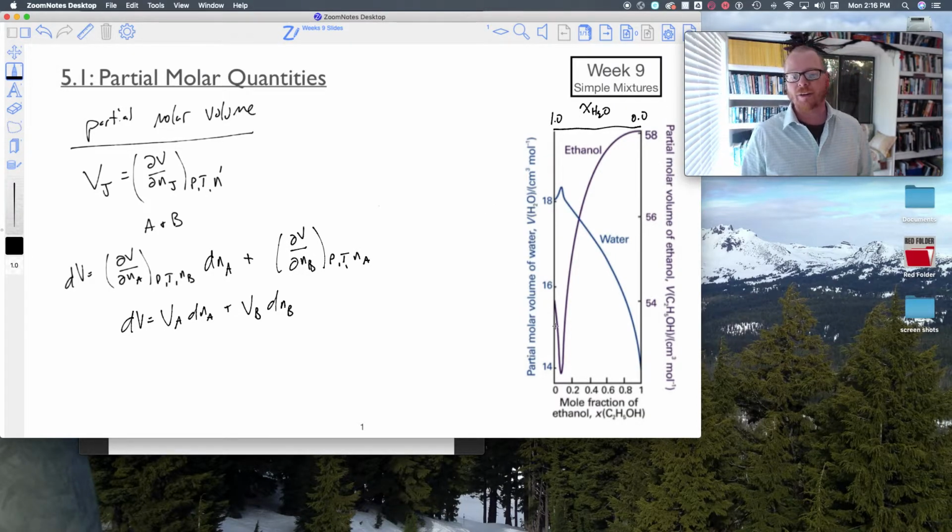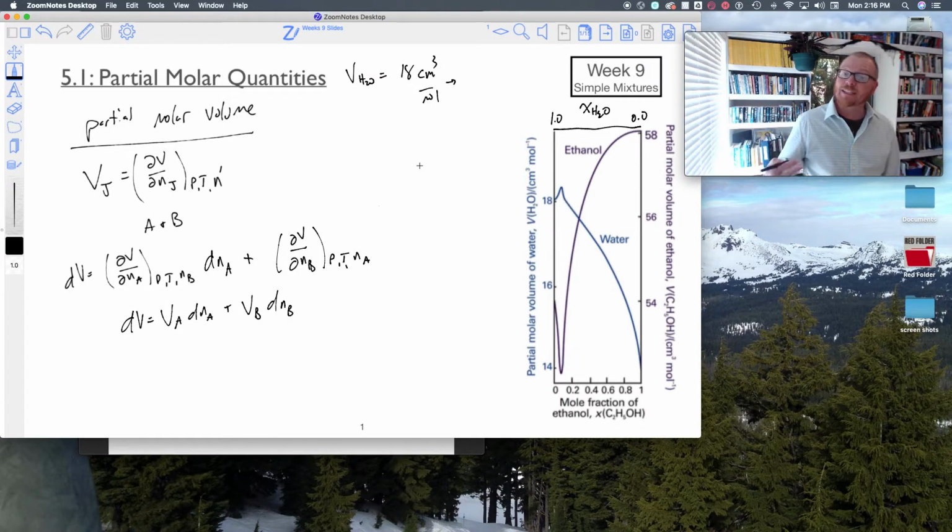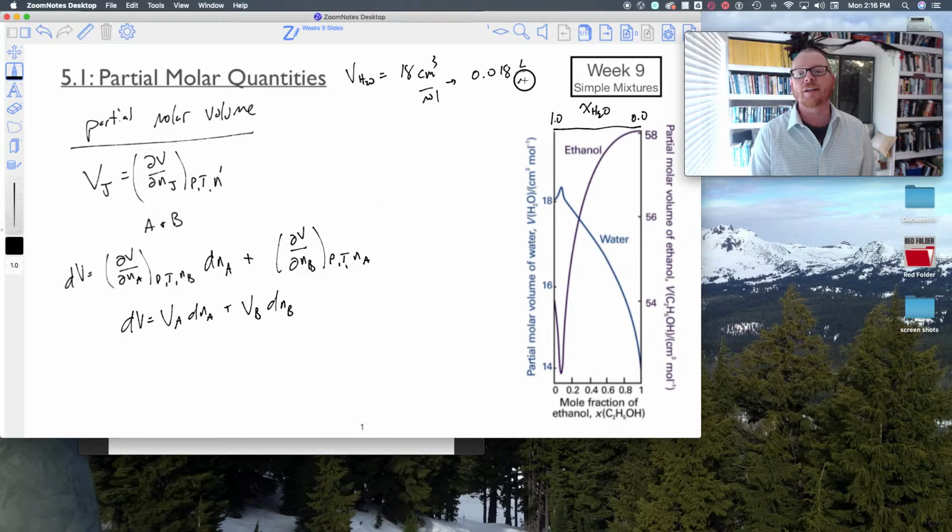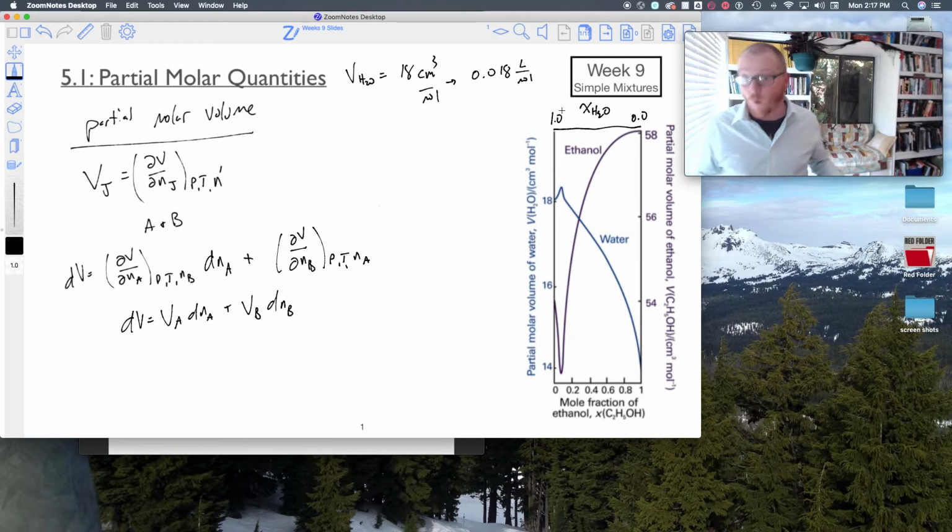And what I'll point out here is in the limit of only having a solution of water, mole fraction of 1.0, look at the value for water, 18 cubic centimeters per mole. And if you recall, we've been calculating these partial molar quantities, and we even did that for phase diagrams, right? And so this is the same thing as when we calculated that 0.018 liters per mole for pure water.